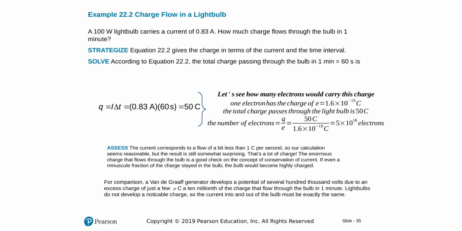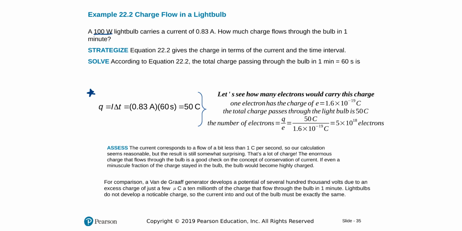A very similar question here. I'll quickly pass. The solution is already here, as you can see. It's a 100-watt light bulb. This is the power of a light bulb. Again, we'll get to this later on. It carries a current of 0.83 ampere.